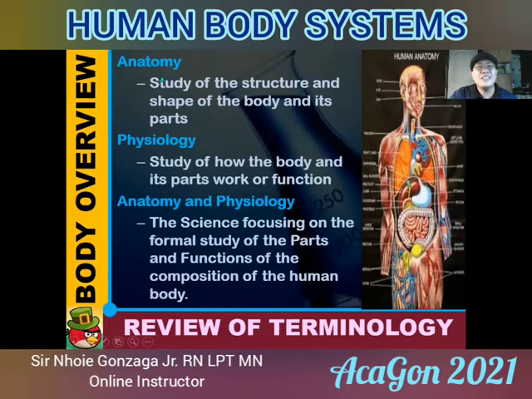Now, what is anatomy? Anatomy is the study of the structure and shape of the human body and its parts. Simply, you can just say anatomy is the study of the human body parts. Whereas physiology is the study of how the body and its parts work or function. Simply, you can say physiology is the study of the human body parts functions. That's why it is inseparable when you study anatomy and physiology. Well, we have mentioned this already in our discussion in the instructor's compass.